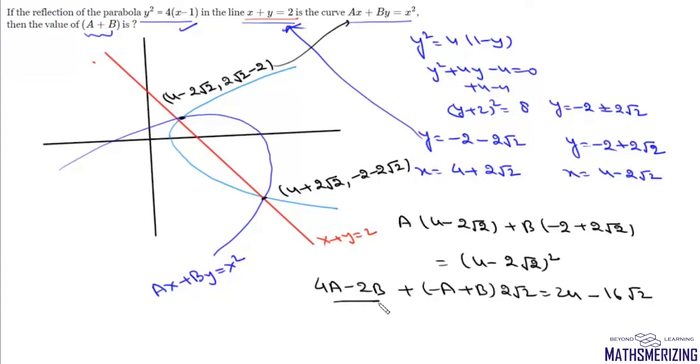We'll compare rational parts and irrational parts. So comparing rational parts, we can write 2a minus b equals 12, and comparing the irrational parts, we'll get a minus b equal to 8. So we'll subtract, we'll get the value of a as 4, and if a is 4, the value of b is minus 4. So the value of a plus b is simply 0.